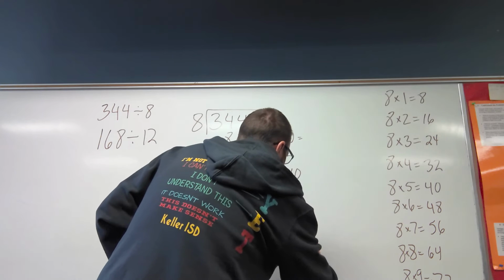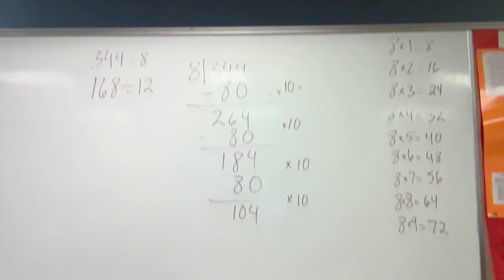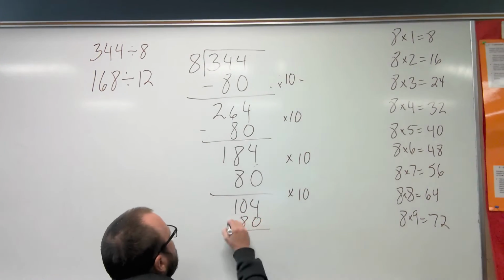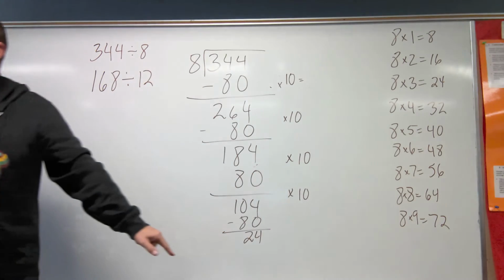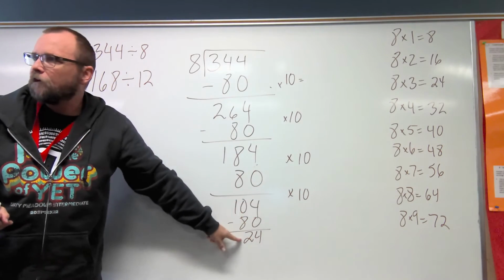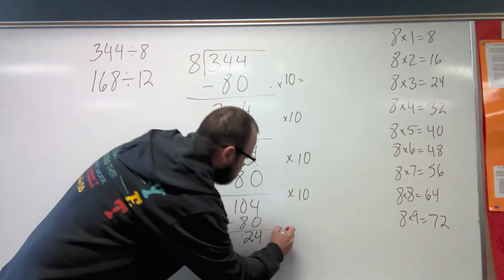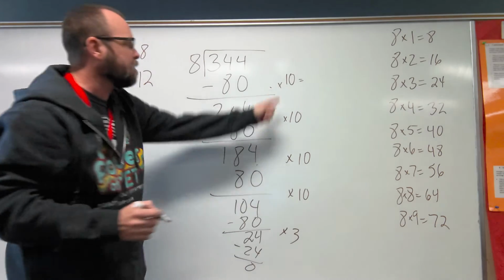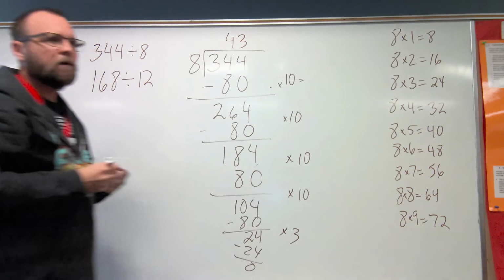I can do 10 again. And that gives me, let me move this down here a little bit, then I can do 80. And I get 24. That's smaller than 80. So now I'm going to have 10, 20, 30, 40. But now I need to figure out 8 times what is close to 24. Well, 8 times 3 is 24, and that's subtract, and we get 0. Then I just add 10, 20, 30, 43. Easy. And I'll keep doing this.